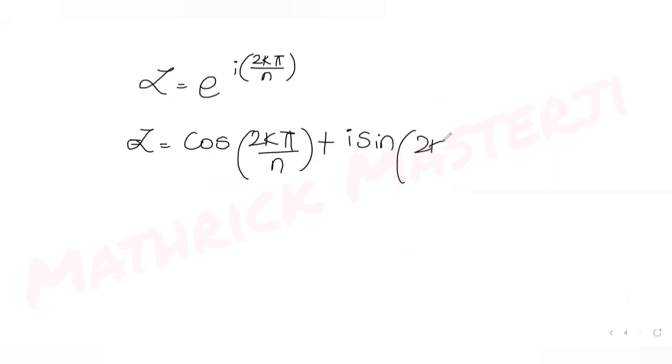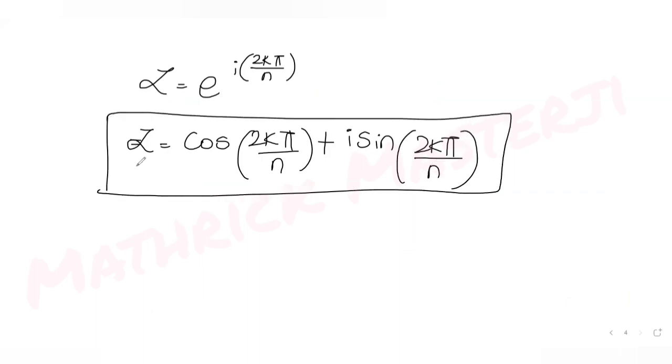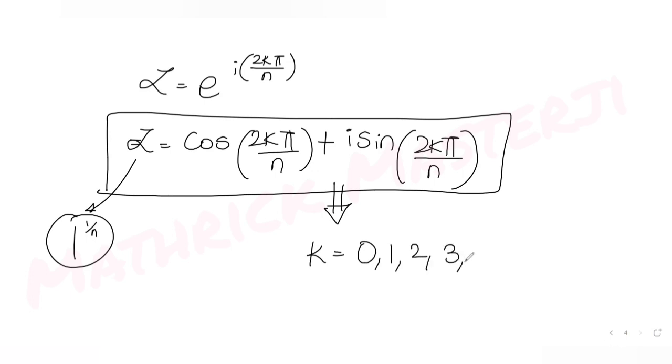And when it is 2k pi divided by n, I can just write that z as cos of 2k pi divided by n plus I sine 2k pi divided by n. So that z is nothing but my nth root of unity, which was 1 raised to 1 over n. So the nth root of unity is given to us by this idea, the cos of 2k pi by n plus I sine 2k pi by n, where k can hold all the values starting from 0 till n minus 1, right?